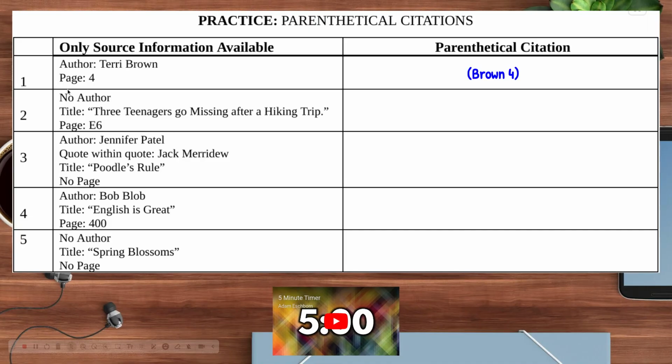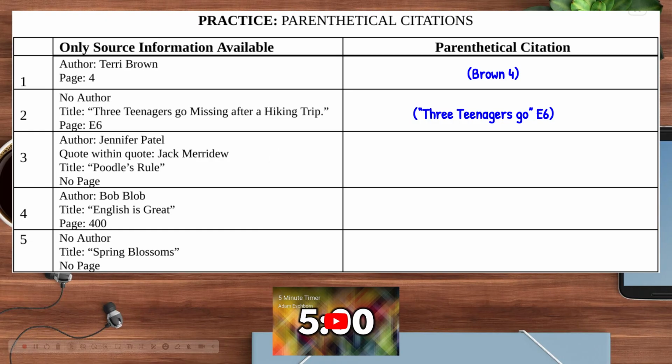For the second one, I don't have the author's name. I do have the title, and the quote comes from page E6. Looking at this title, right, 3 teenagers go missing after a hiking trip, that's way too long. And the directions said that I'm supposed to shorten that to just the first 3 words of the title, right? So in quotation marks, 3 teenagers go, E6, right? Give me the title because I don't have the author's name, and because it's long, I just reduce it to those first 3 words and then the page number that's given. In this case, it's an odd one, right? E6.